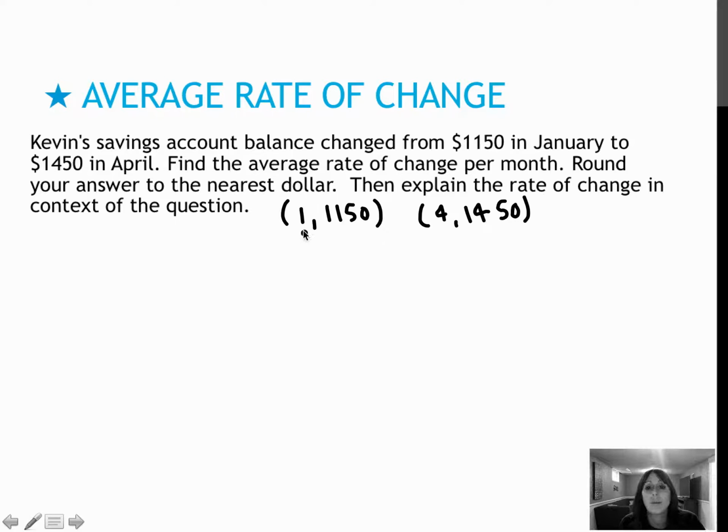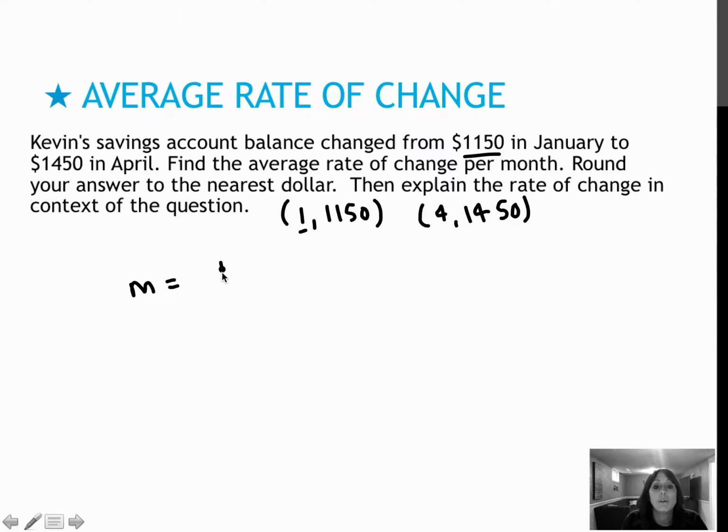Before I do this, let's talk about why I put 1 instead of $1,150 first. Because we know that the balance depends on what month it is. So we always put the independent variable as that first part of our ordered pair and the dependent as our second. So as time changes, the balance changes. So the balance depends on time. Now, digress, moving forward to slope.